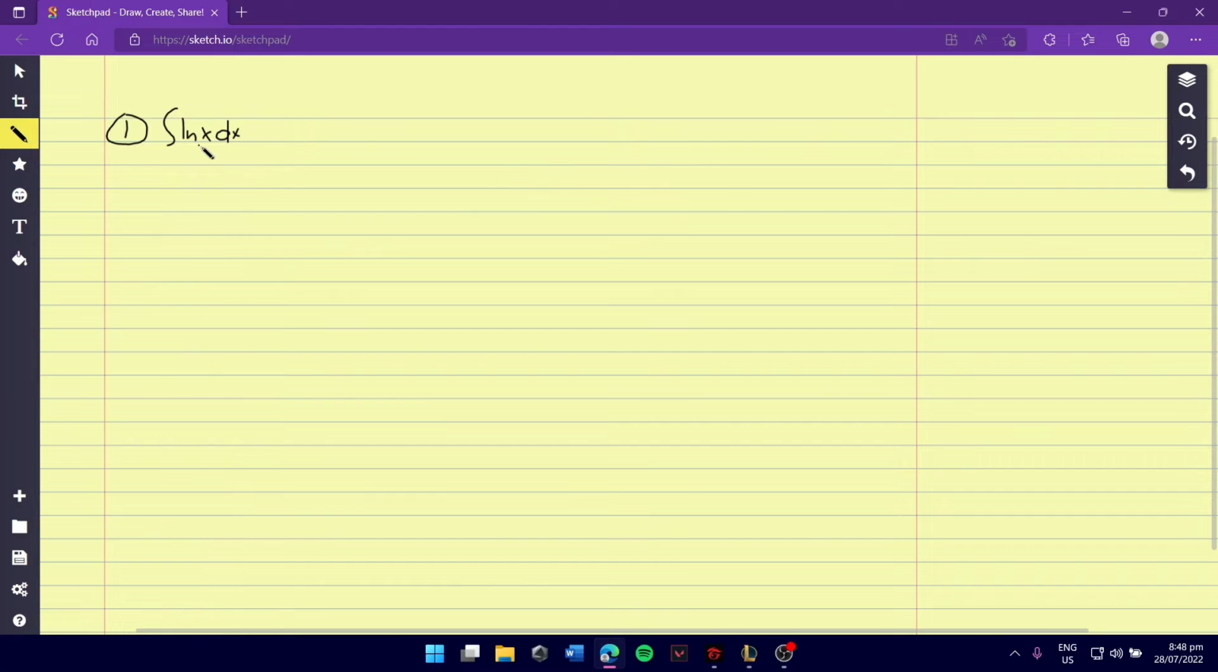So for example number one, we have the integral of ln x times our dx. So we will find our u first and our dv. So u here is equal to ln x. This is our u, and of course this is our dv, which is dx. Our du here, the derivative of ln x, is dx over x. Next, the integral of dv, which is v, is equal to x.